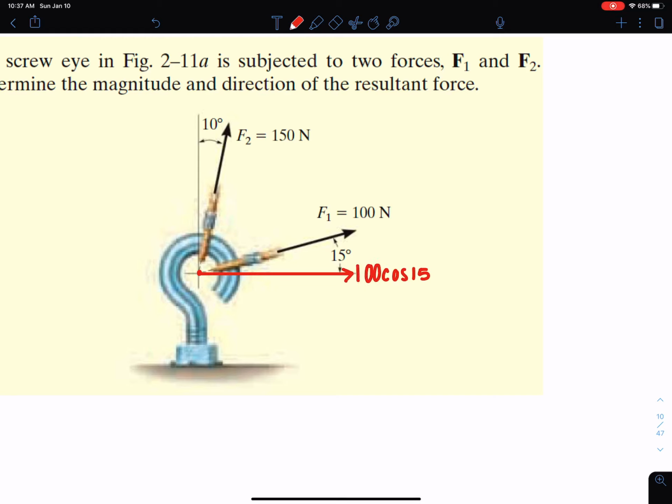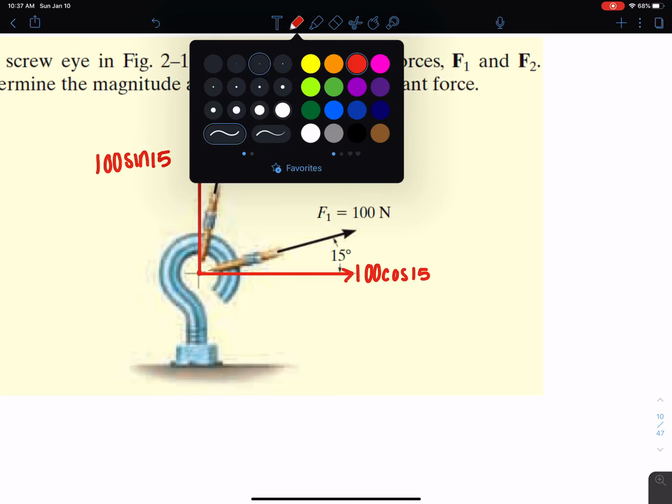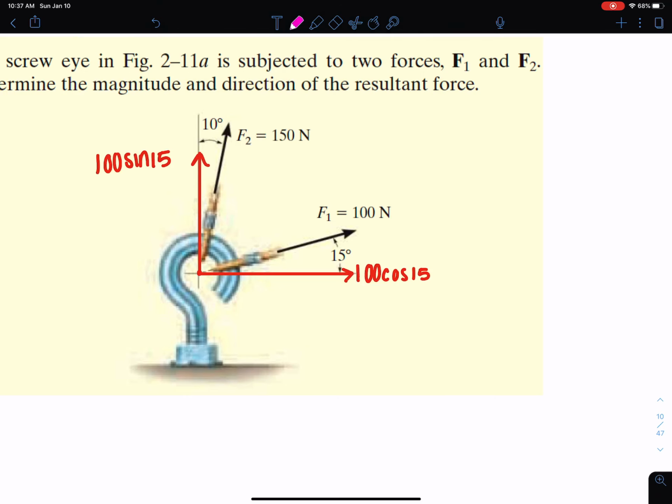Okay. And if I have that component, I need to also put my component here, which would be 100 sine 15, because it's opposite. And I'm going to use a different color here. I'm going to use pink for the F2 vector. I'm going to start at the same point. I'm just going to draw these a little smaller because I want to show you the differences here.